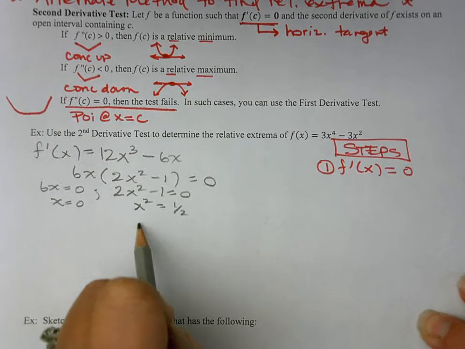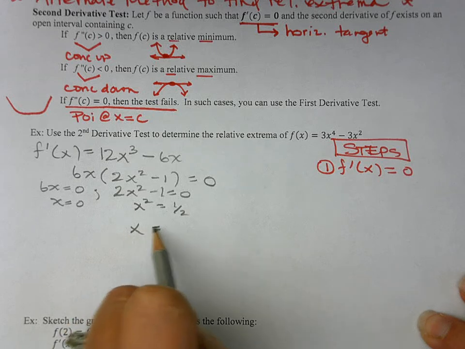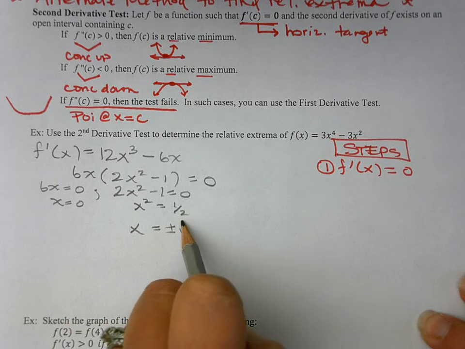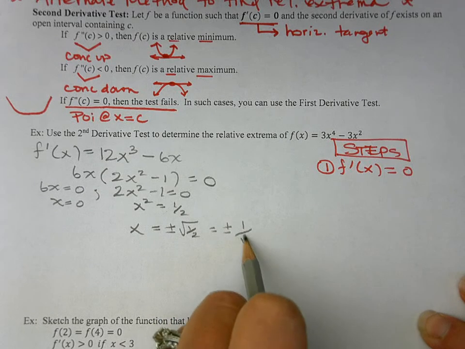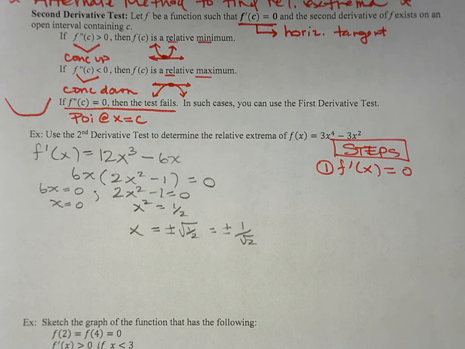And then when I square root, that would be absolute value. So this would give me a positive and a negative version. So 1 over root 2 or negative 1 over root 2. So something like that. Okay, so that's our first step.